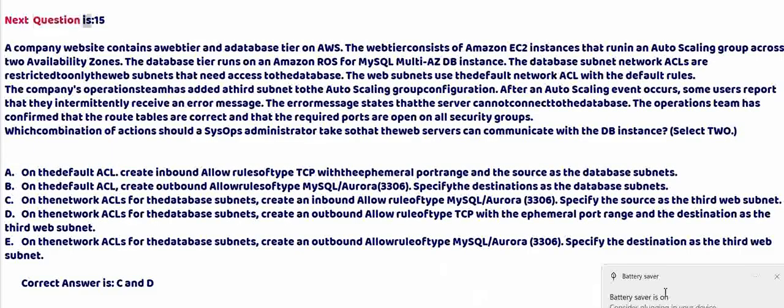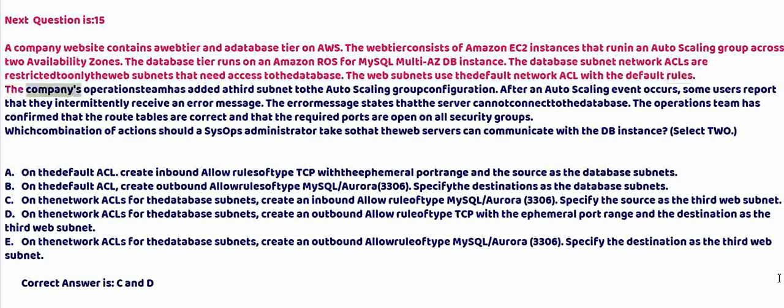Next question is 15. A company website contains a web tier and a database tier on AWS. The web tier consists of Amazon EC2 instances that run in an Auto Scaling group across 2 Availability Zones. The database tier runs on an Amazon RDS for MySQL Multi-AZ DB instance. The database subnet network ACLs are restricted to the web subnets that need access to the database. The web subnets use the default network ACL with the default rules.